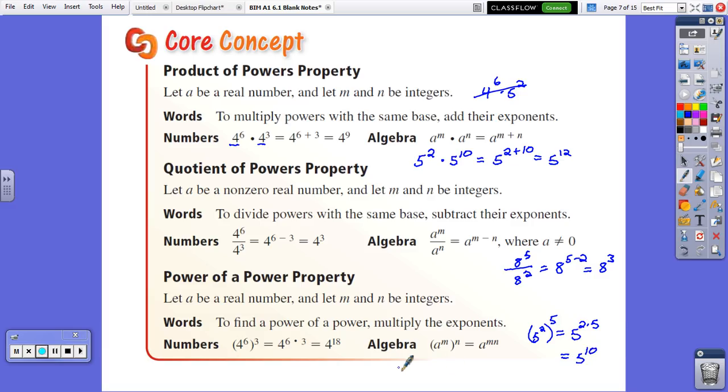The reason that works is think about 5 squared to the 5th. To the 5th power means that you are multiplying 5 squared times itself 5 times. So you have this, and in this case, this resembles the product property where we add them. 2 plus 2 plus 2 plus 2 plus 2 equals 10, but that's a lot more effort, so that's why it's great to have this property.